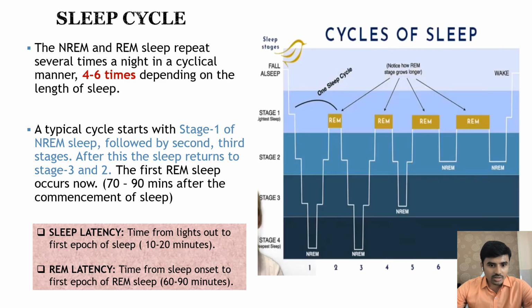Sleep latency is the time from lights out to the first epoch of sleep. It can be around 10 to 20 minutes. REM latency is the time from sleep onset to the first epoch of REM sleep. It can be around 60 to 90 minutes. And a graphical pictorial representation: falling asleep, stage 1 and stage 2, in between REM sleeps.